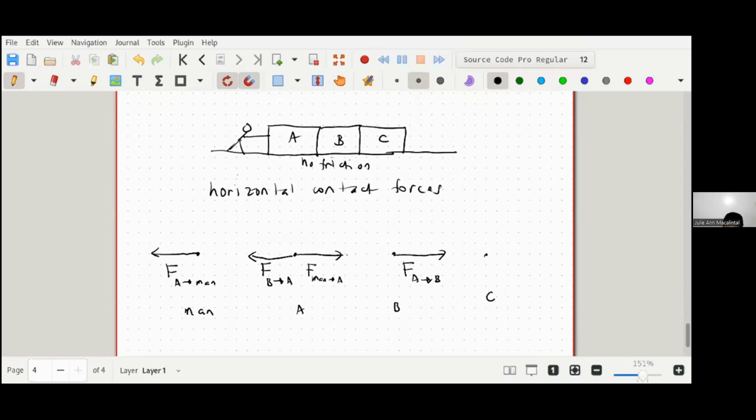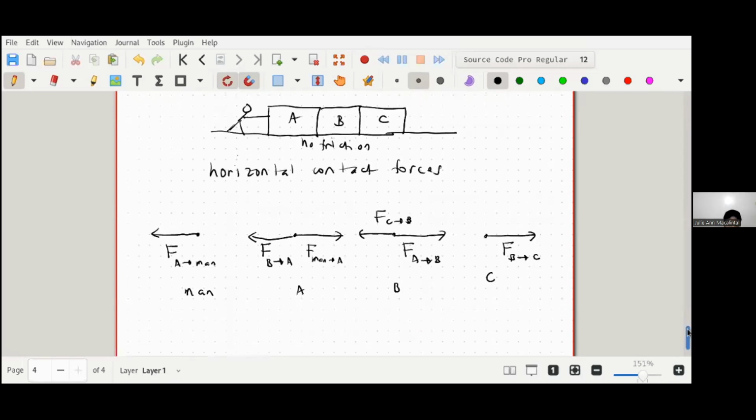Ano pa ba? Ibang force? Parang lahat na po yan. Paano yung object C? Okay. So, napupush po yung C by A and by B. So B acting on C and C acting on B. Yes. Okay, kumpleto na ba yung diagram natin? So, parang yun naman po.